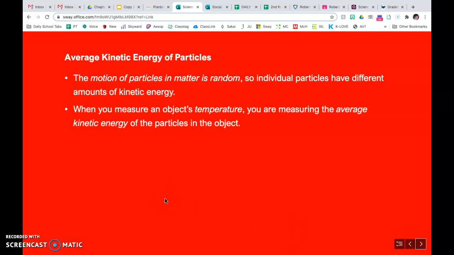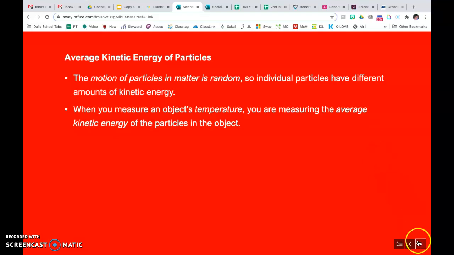So the motion of particles in matter is random. So random motion. The individual particles are not the same. They have different amounts of kinetic energy. So when you measure an object's temperature, you're actually measuring the average kinetic energy of the particles that are within that object.